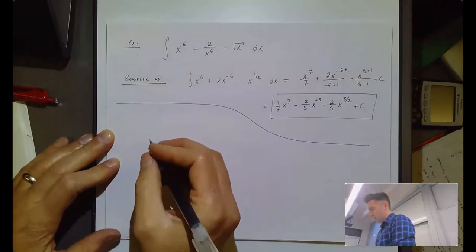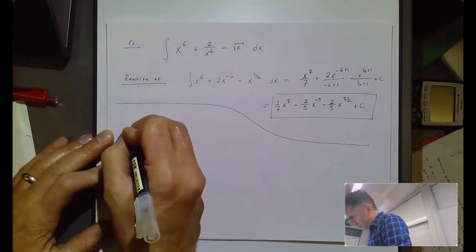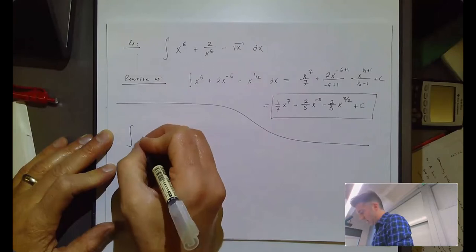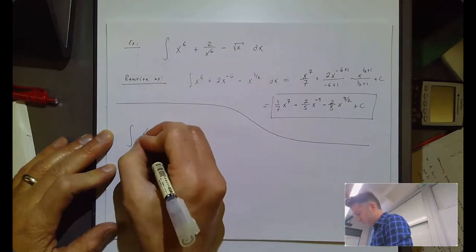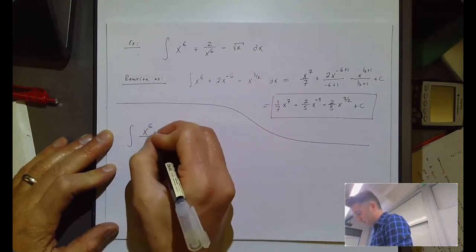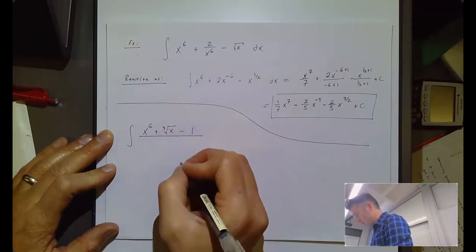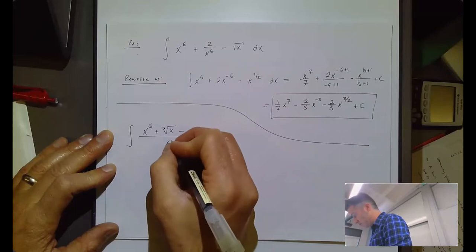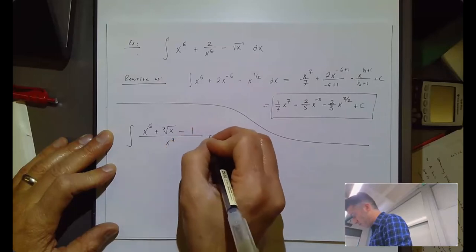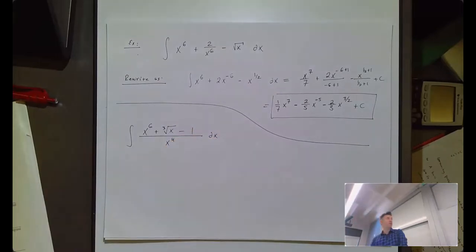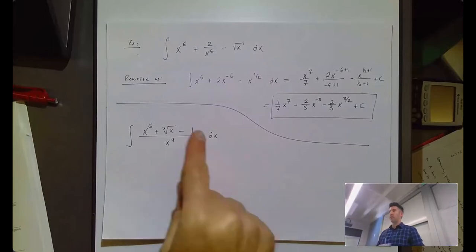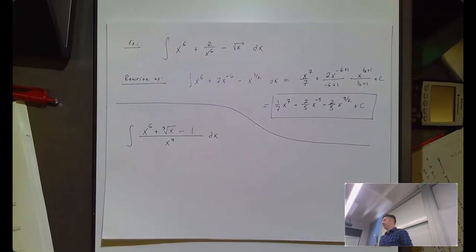I'm going to make it a little bit harder. I want you all to try this one. Let's say we have x to the 6th plus the cube root of x minus 1 over x to the 4th. So I want you to try to find the antiderivative of that. And you're definitely going to need to simplify the integrand, the stuff you're antidifferentiating, before you find the antiderivative.